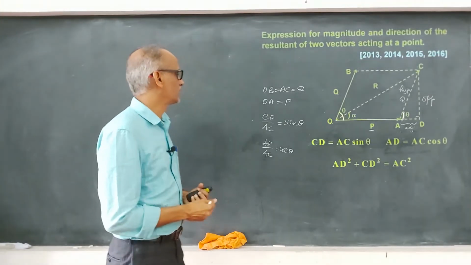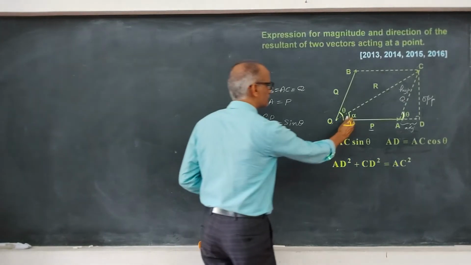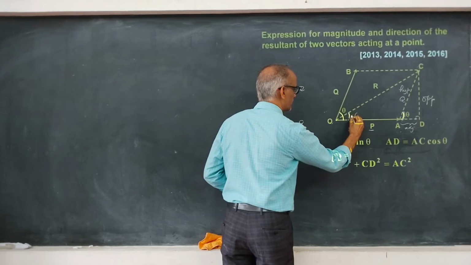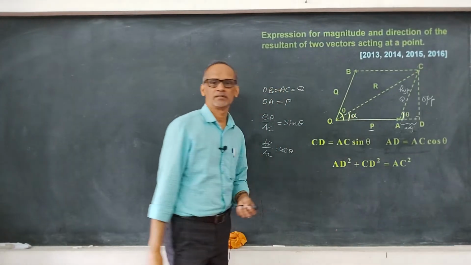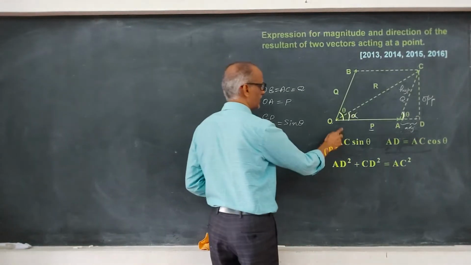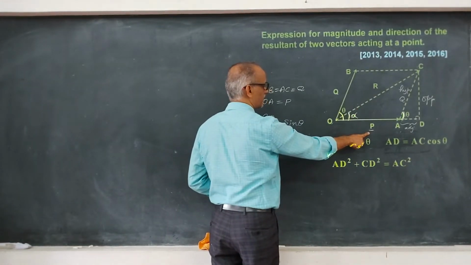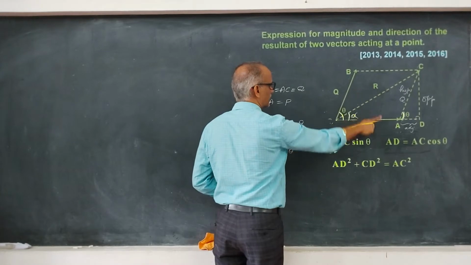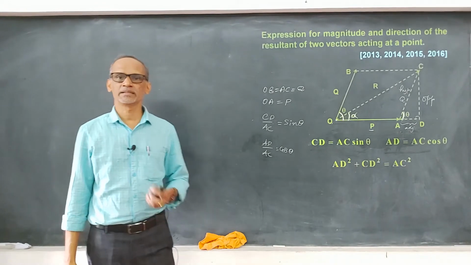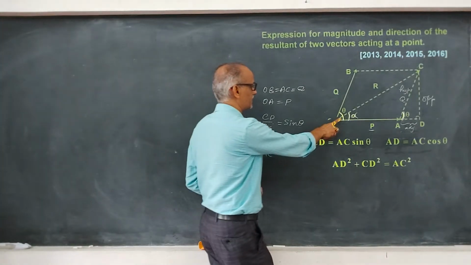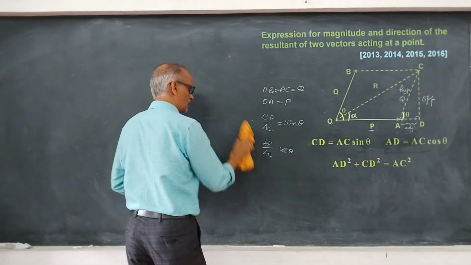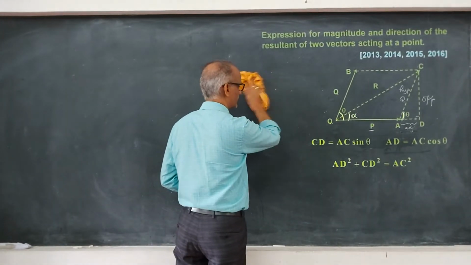So one more point which I didn't mention here is about an angle here. This angle is represented by a Greek alphabet symbol. It's alpha. So what is alpha? Alpha is the angle between the resultant R and vector P, whereas theta is the angle between P and Q. Fine?